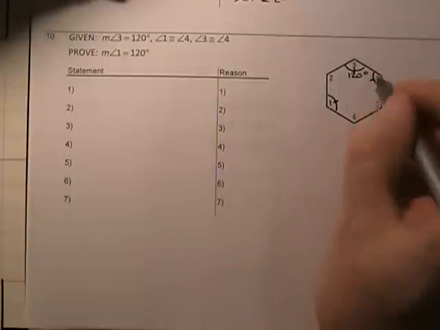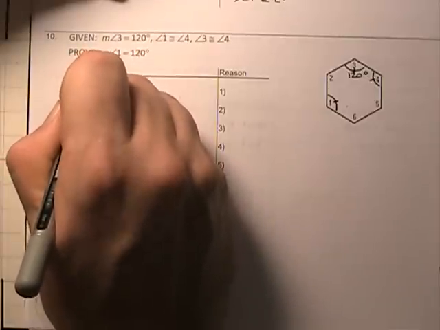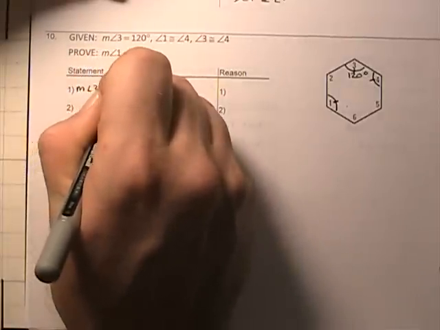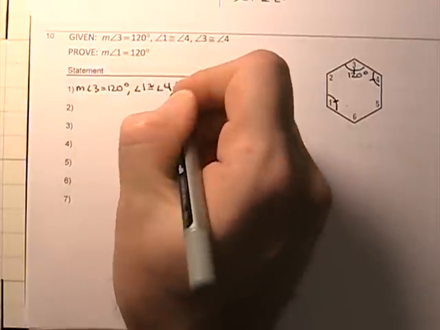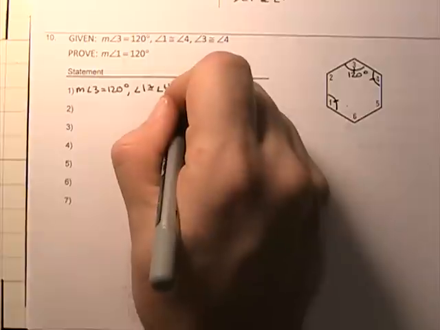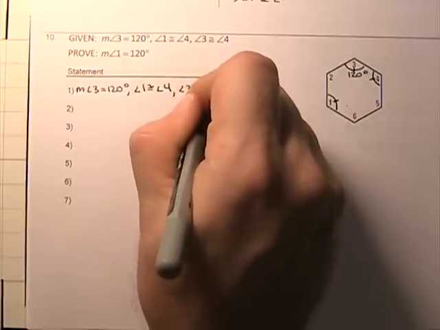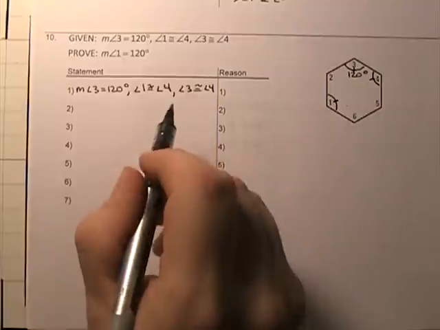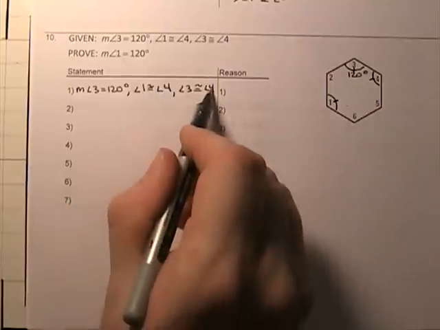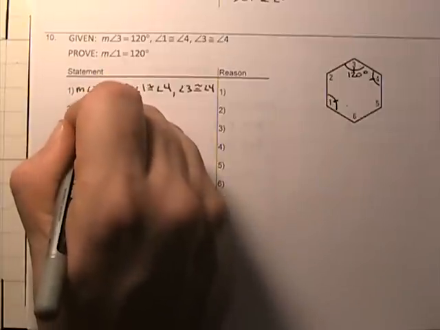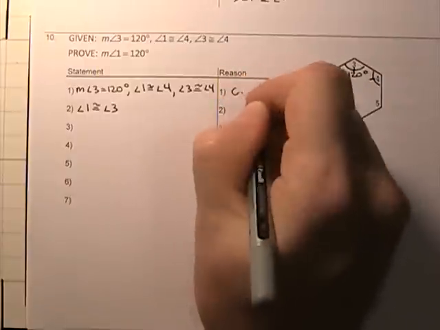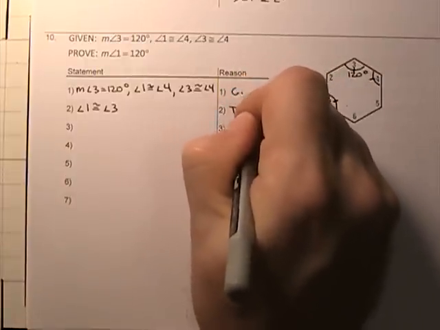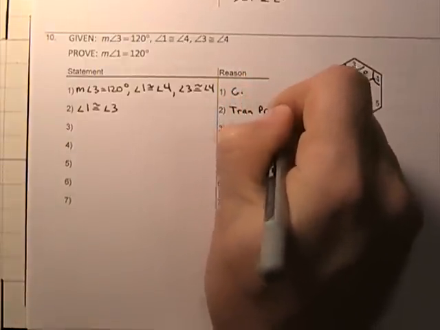Alright, so we should be able to use the transitive property to show that. Let's see how we can get over to there. Measure of angle 3 equals 120 degrees, and angle 1 is congruent to angle 4, and angle 3 is congruent to angle 4. So if 1 is congruent to 4 and 4 is congruent to 3, we can say that angle 1 is congruent to angle 3, and that's the transitive property of congruence.